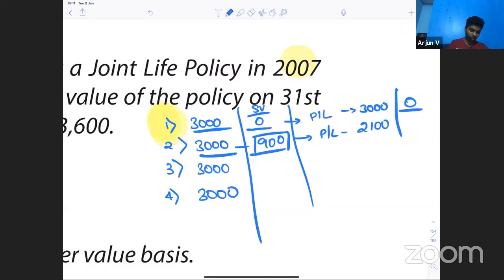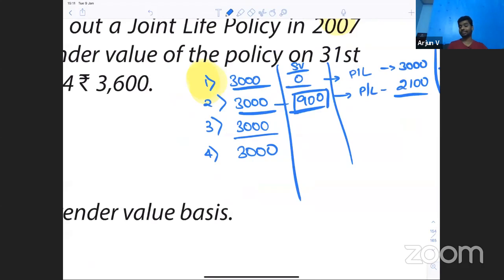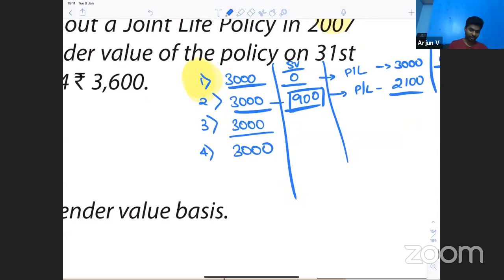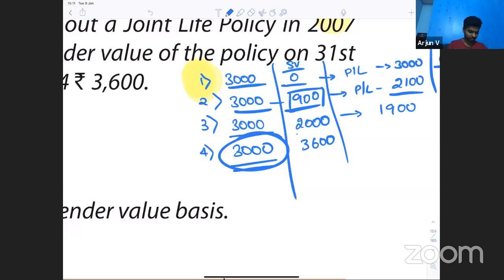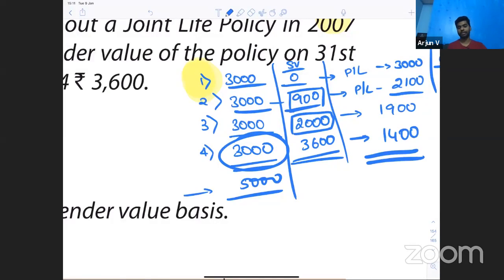Next year, I have an opening balance of 900. I am contributing 3,000 more. Therefore, my value should have been 3,900, right? But the value is 2,000. Therefore, I am suffering a loss of 1,900. Next year, I am contributing 3,000, and the opening value is 2,000, so the total value is 5,000. I am suffering a loss of 5,000 minus 3,600, which is 1,400 rupees. Did you all understand?